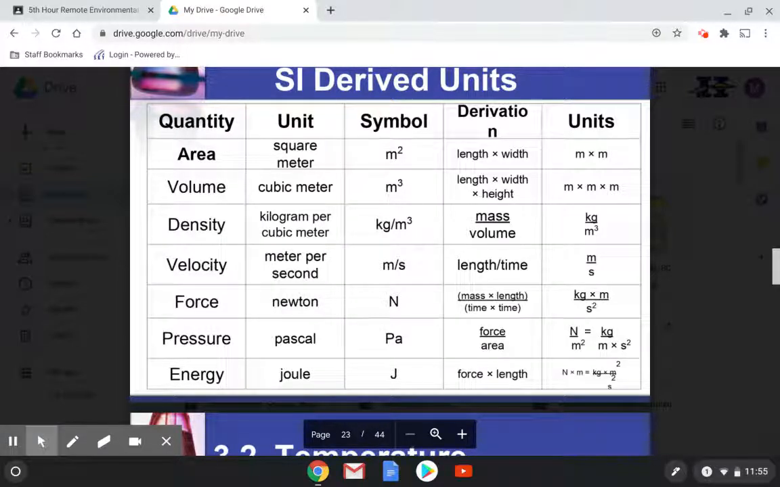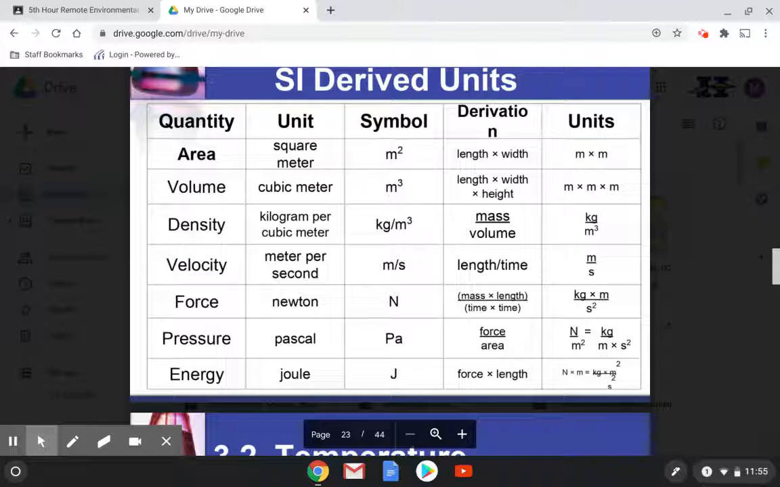Now, again, when we're talking about these units, whenever you are doing some type of calculation, you have to say what unit it is in. Because if I'm like, oh, it's 32. Well, 32 what? 32 grams, 32 kilograms, or 32 meters. You've got to be specific in what you're talking about.